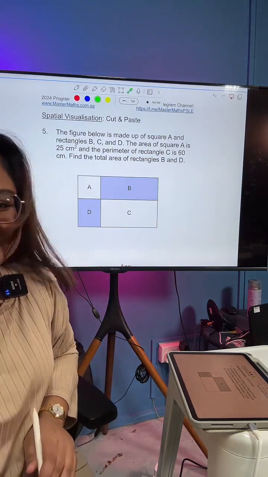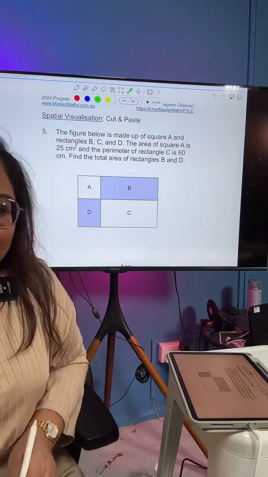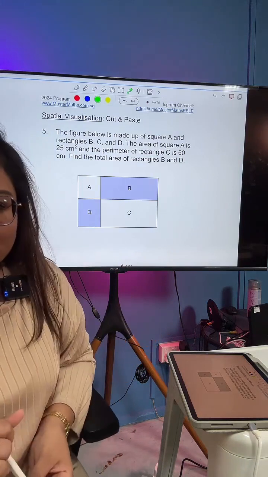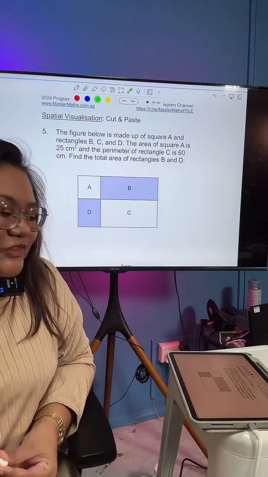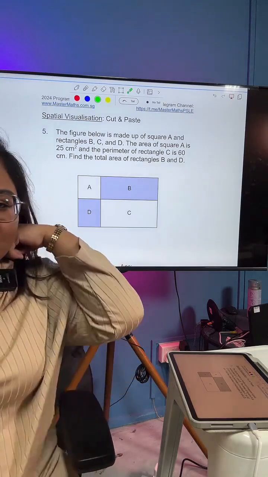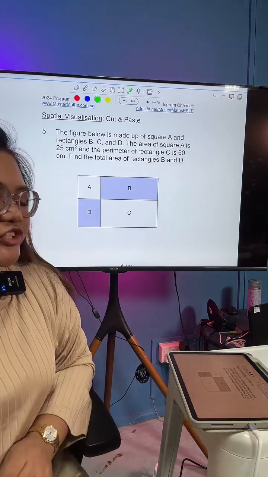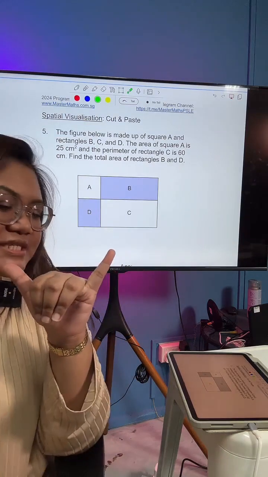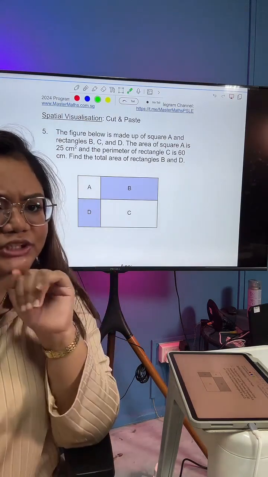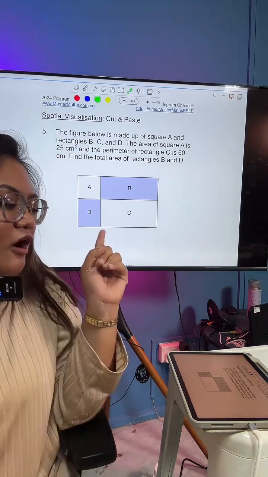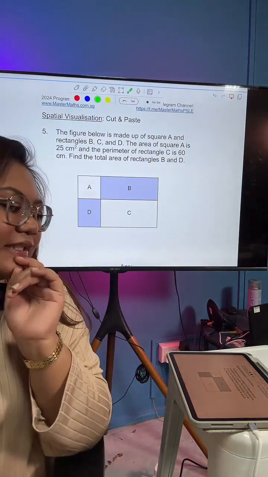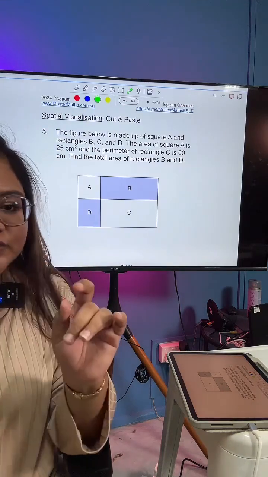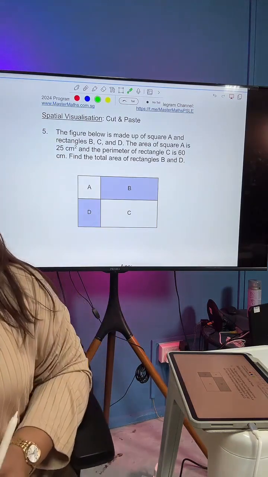Thank you very much. Okay, some of you have gotten the correct answer. I'm so proud of you, actually. 150 is correct. Very good. For those who just joined, welcome. My name is Coach Shahira from MasterMaths. We are going through question number 5 out of 6 questions of today's worksheet before moving to the new Kahoot for today's lesson, okay?